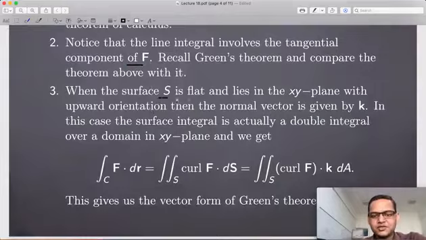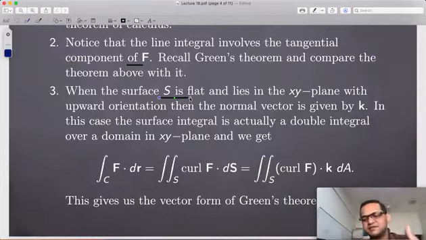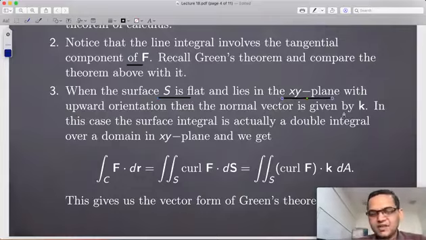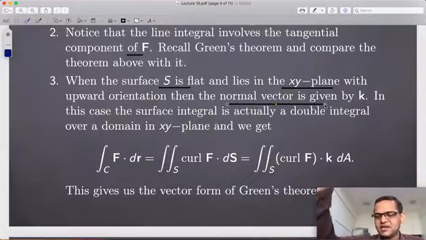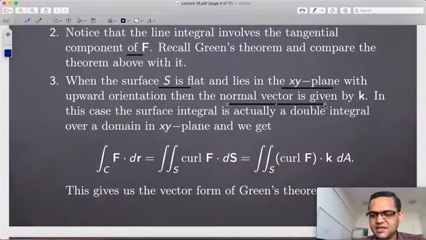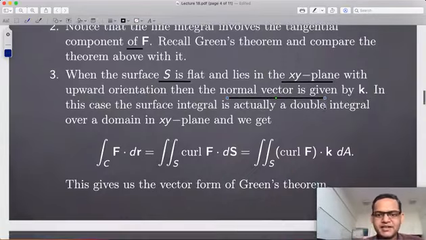So if we have this surface, if I consider this surface to be flat, that means this lies in a plane. So for example, it lies in the xy plane. So now we should get back our Green's theorem, and this precisely happens. So if I consider a flat surface in the xy plane, then the outward normal is going to be decided by the positive k direction.